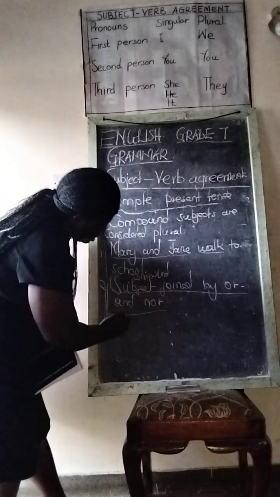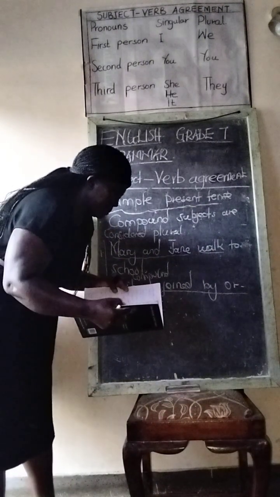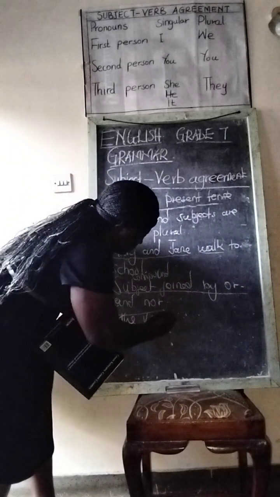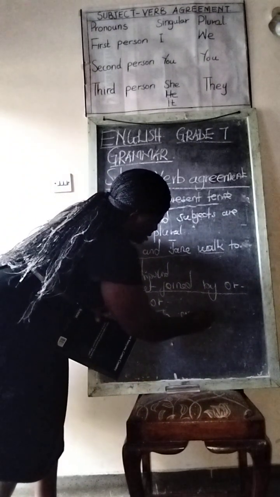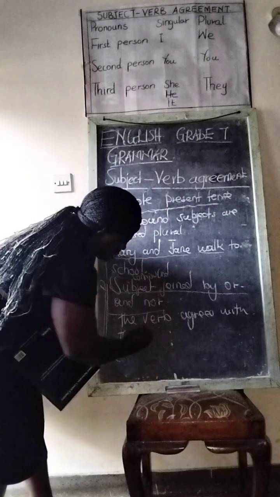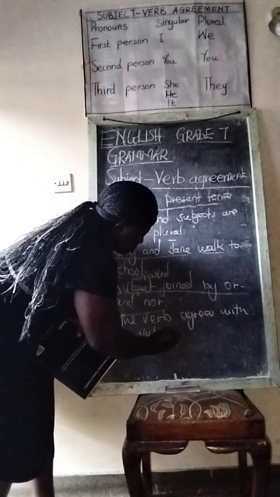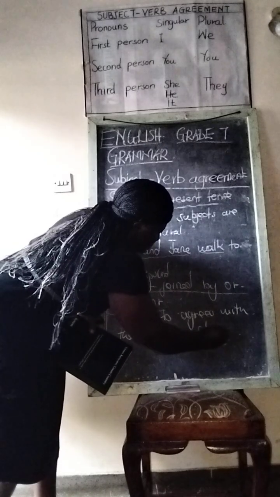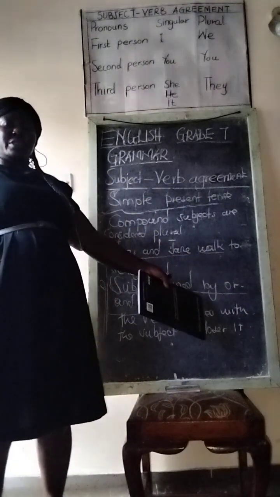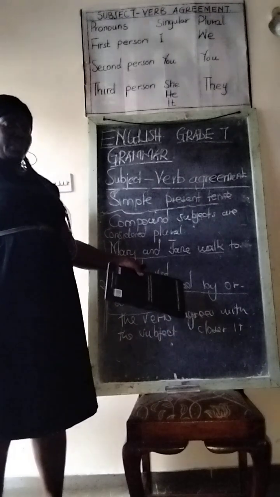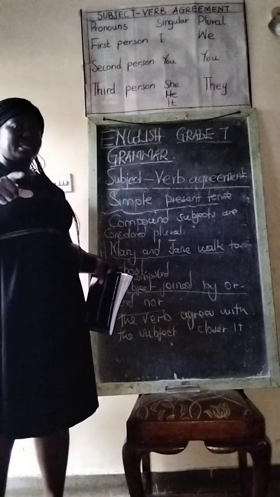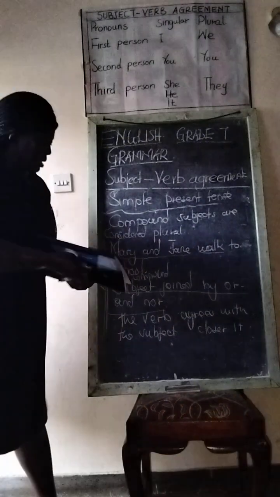In that case, the verb agrees with the subject closer to it. Compound subjects joined by or and nor: the verb agrees with the subject closer to it. Let me give you an example.